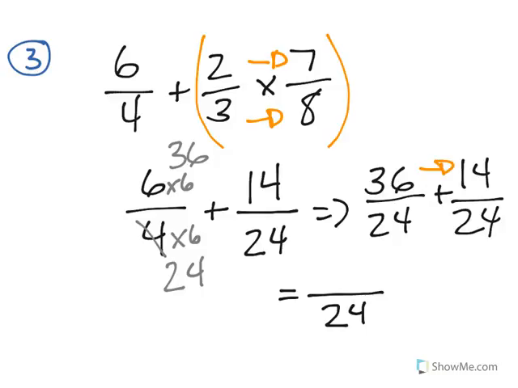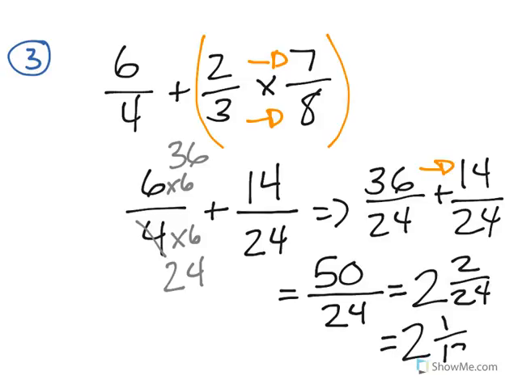When I add the top together, I get 50 as my numerator. I need to go ahead and reduce this, and I know that 24 is going to go into 50 twice and have a remainder of 2, and 2 24ths will reduce down to 1 12th.